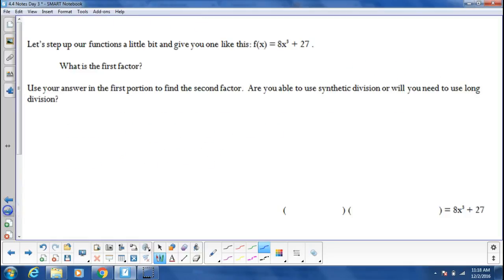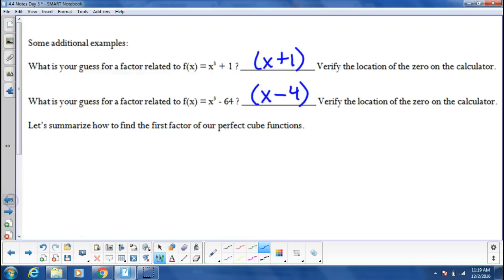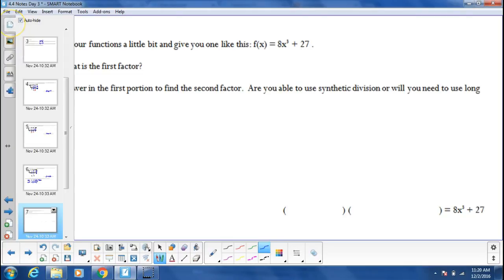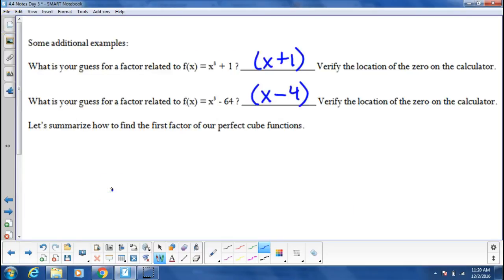Okay. So let's kick it up a notch. Okay. So now we've got 8x cubed plus 27. Okay. What is my first factor? Based off of what we did on this one, when we get those first factors, now I want to know what the first factor is going to be here. So let's go back to this one.